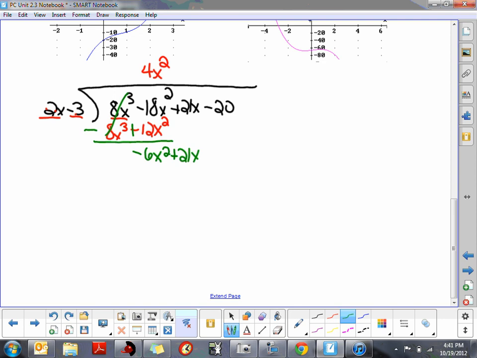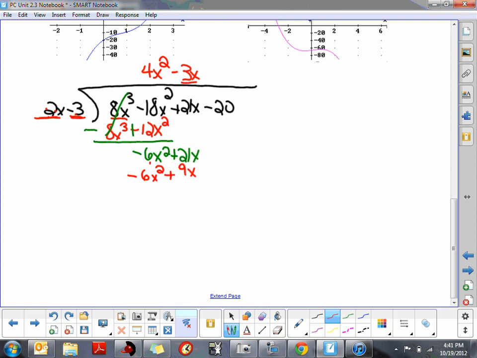Okay, so now we come back to our strategy of, what do I multiply 2x by to get a -6x squared? Well, I have to take 2 times a -3 to get a -6, and I have to take an x times an x to get an x squared. So I'm going to multiply the -3x times everything. This -3x is going to be multiplied by 2x, which is a -6x squared. The negative 3x is going to get multiplied by the negative 3, so that's going to make it a plus 9x.